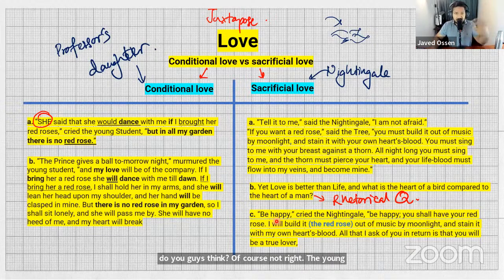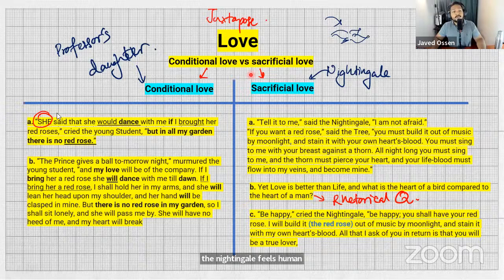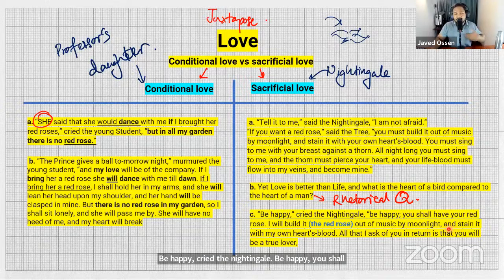Even though the Nightingale feels human emotions, she is not able to communicate with humans. "Be happy," cried the Nightingale. "Be happy. You shall have your red rose. I will build it out of music by moonlight and stain it with my own heart's blood." She's going to put her heart's blood on the red rose.